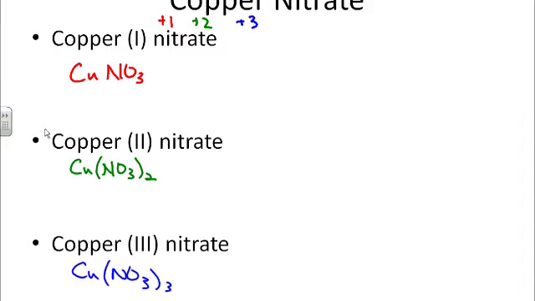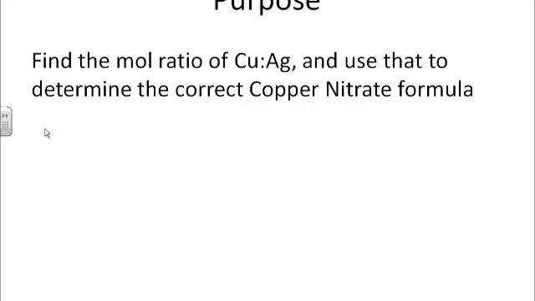So what you are basically tasked with doing is finding the mole ratio of copper to silver and use that ratio to determine the correct formula for copper nitrate. So really what you're going to need to find is how much copper wire you use in the reaction. You're going to do this by measuring the copper wire before the reaction and how much of it's left after the reaction. And then you're going to measure how much silver is produced.